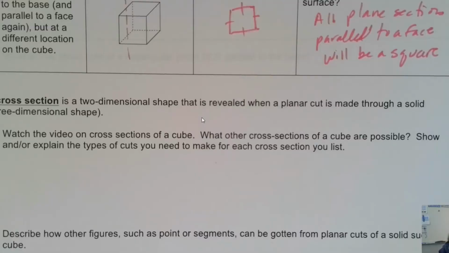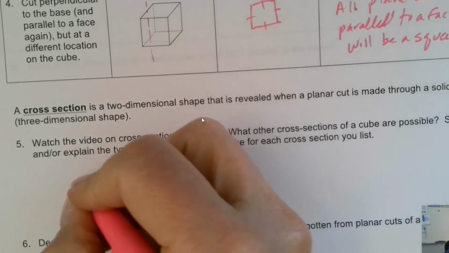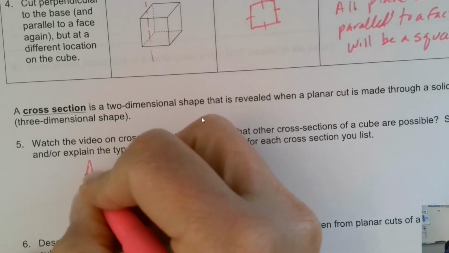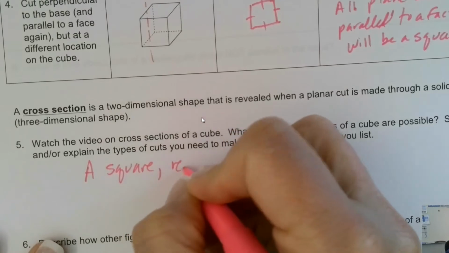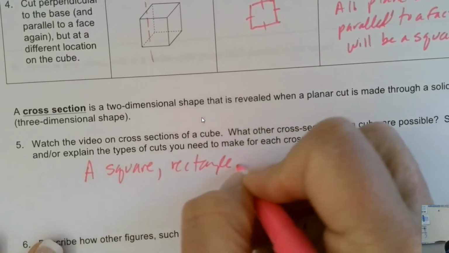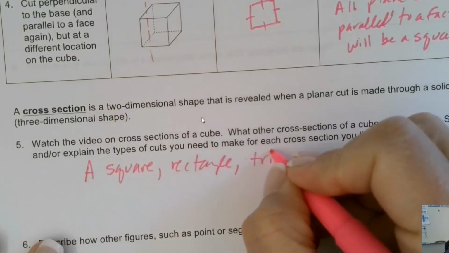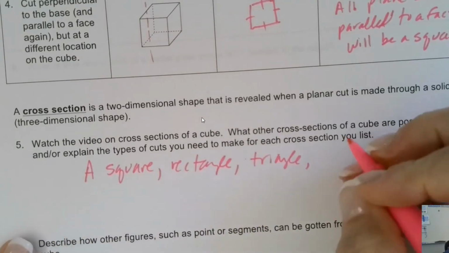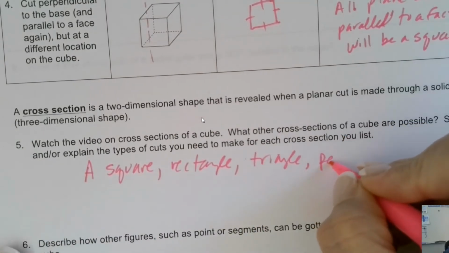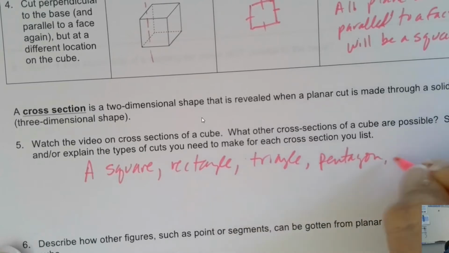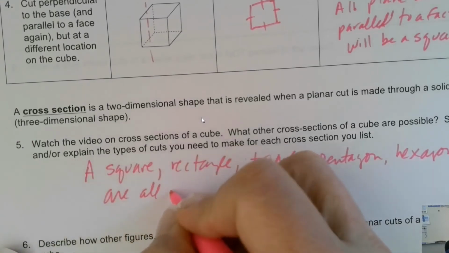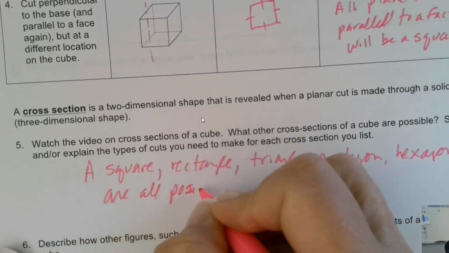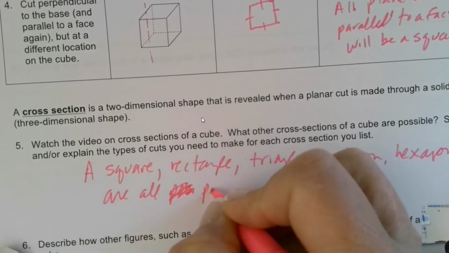Have gotten that we can make a square, then a rectangle, then a triangle, then a pentagon, and then a hexagon. Those are all possible.